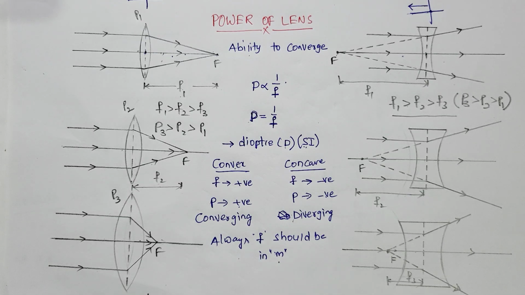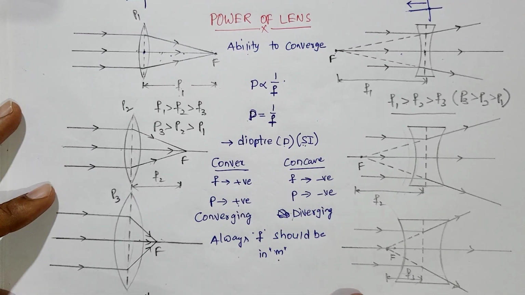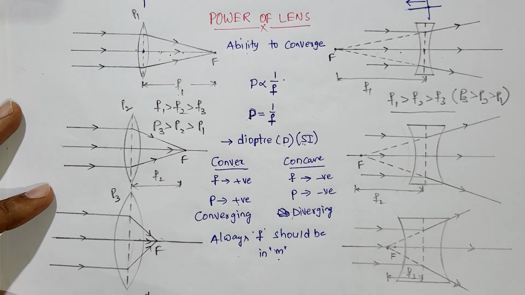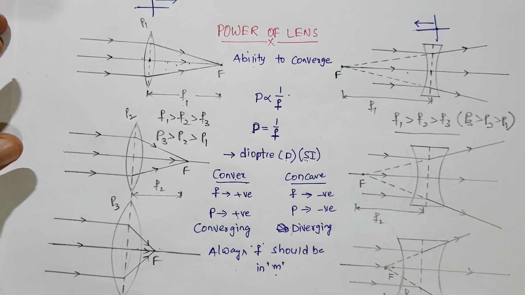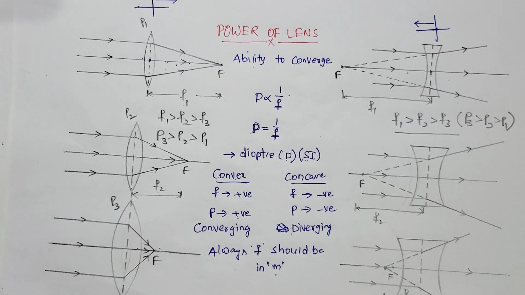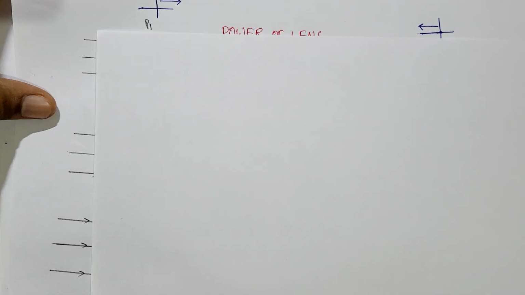Okay, right. One more point about power of lens is the combination of lenses. Suppose you placed, let us take, imagine that you have two lenses.